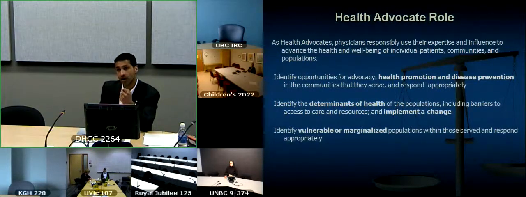Identifying the determinants of health of populations, including barriers to access to care and resources, and then another caveat, and to implement a change. So during your training, residents are supposed to think about at least one way to change some of the barriers, and to go ahead and do so to demonstrate that they've learned how to do that. And lastly, to identify vulnerable or marginalized populations within those served, and again, respond appropriately.